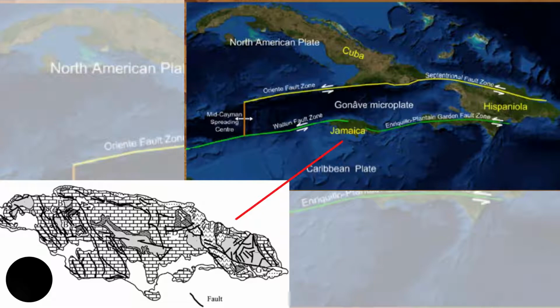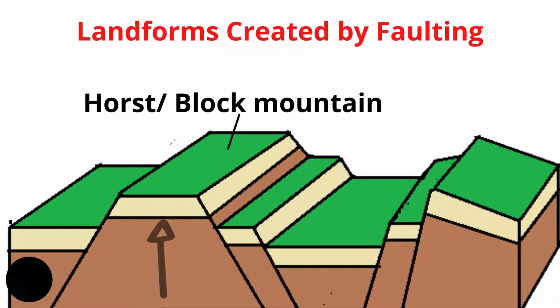And as you can see in the map, it is located within a zone where there are faults, and we have some faults that connect Jamaica, for example, with Hispaniola. So Jamaica itself is broken into a number of faults, and so there are landforms in Jamaica that result from faulting.